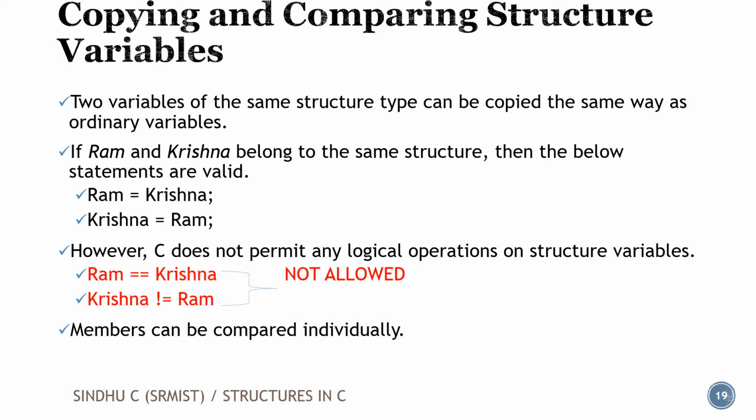The second one is that C does not permit any logical or relational operations on structure variables, which is you cannot compare Ram and Krishna together, whether Ram is equal to Krishna or not. All that cannot be checked. But you can compare individually using structure members, which is ram.age is equal to krishna.age. That kind of comparison is possible, but directly with structure variables, these kinds of logical and relational operations cannot be performed in C.